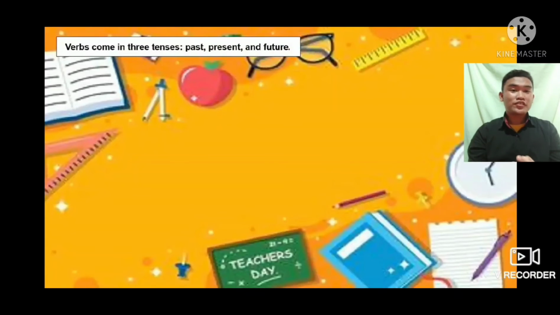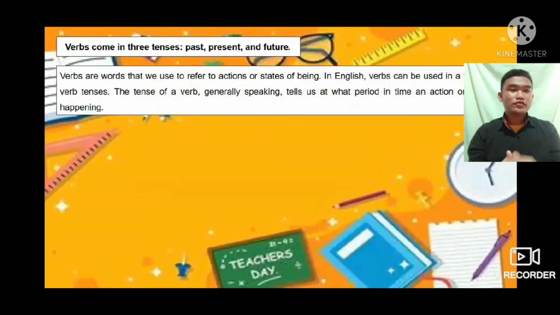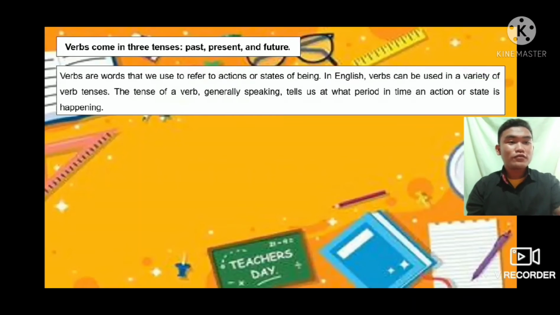Verbs come in three tenses: the past, present, and future. Verbs are words that we use to refer to actions or states of being. In English, verbs can be used in a variety of verb tenses. The tense of a verb, generally speaking, tells us what period in time an action or state is happening.